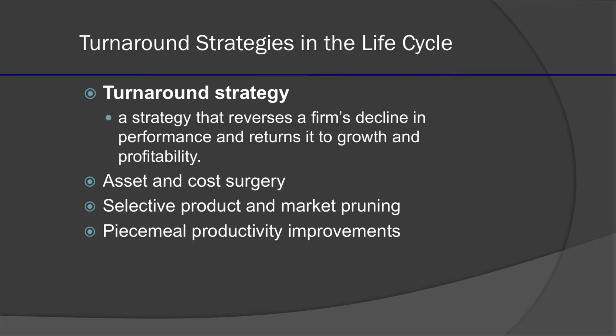One thing we haven't talked about yet is what happens when a company goes into decline. Well, we tend to refer to this as a need for a turnaround strategy. So the turnaround strategy is this idea that the company needs to be brought back to its profitability and better performance. Companies tend to do 3 things: asset and cost surgery, selective product and market pruning, and then piecemeal productivity improvements. So let's talk about Jamba Juice.